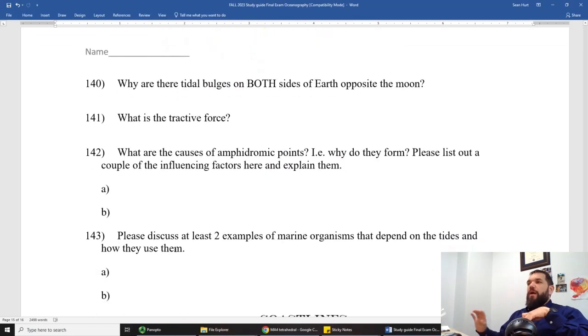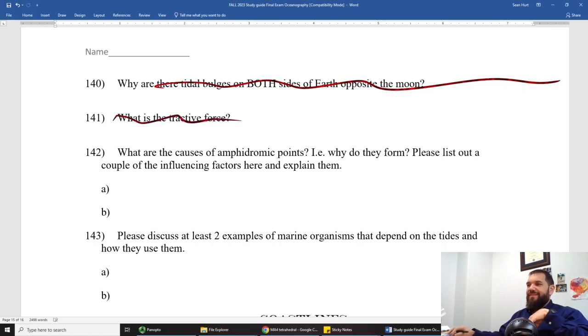All right, moving on from there. Why are tidal bulges? Oh, we just talked about it. I got so many repeats, don't I? That's why this thing's so long. And what's the attractive force? We just answered that, okay?